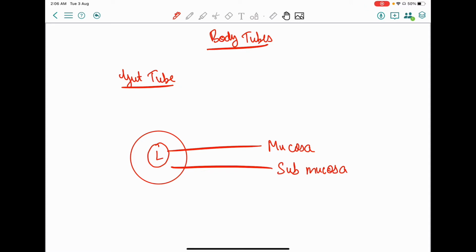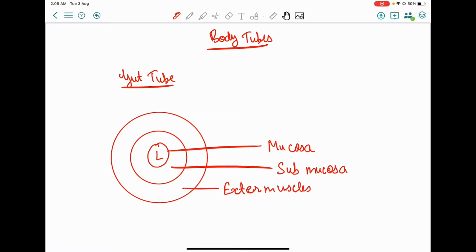And then what is next? There is the muscularis externa, some external muscles. And then what is next? There is serosa.